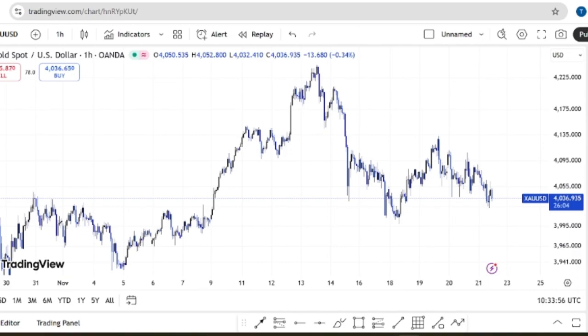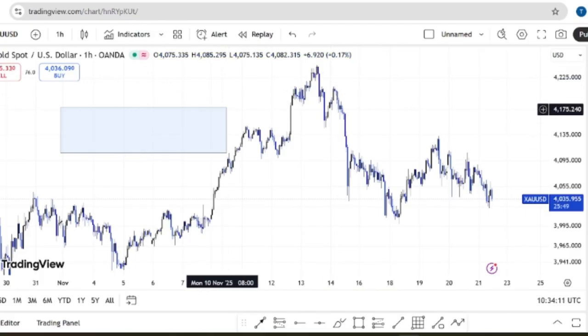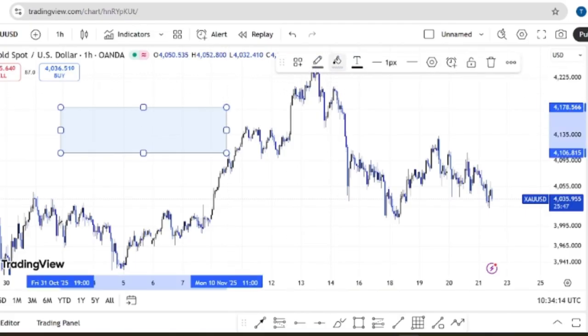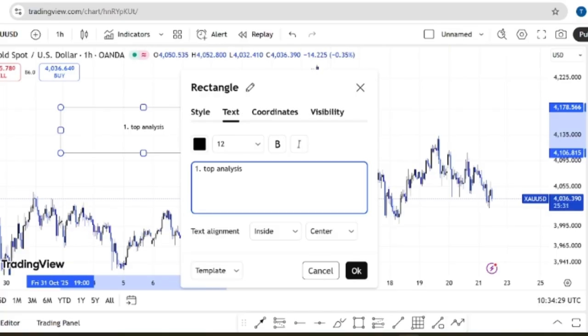So in today's lesson, we'll be looking at three core concepts. The first concept we'll be looking at is top-down analysis. So let's label all of the stuff we'll be working with. Number one, top-down analysis, followed by directional bias. And the last concept we'll be making use of in today's lesson is order block refinement.